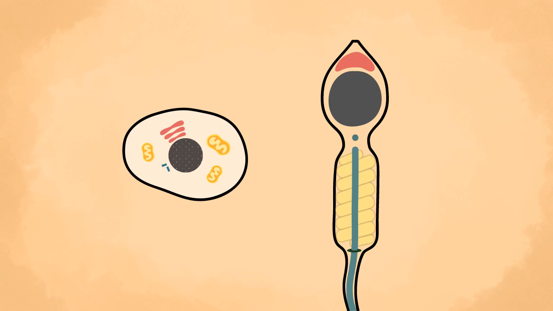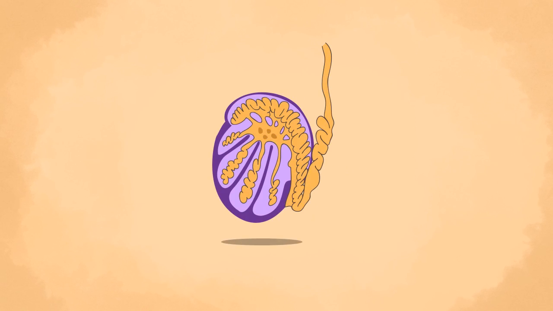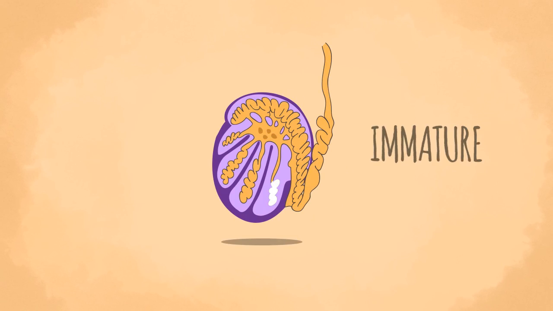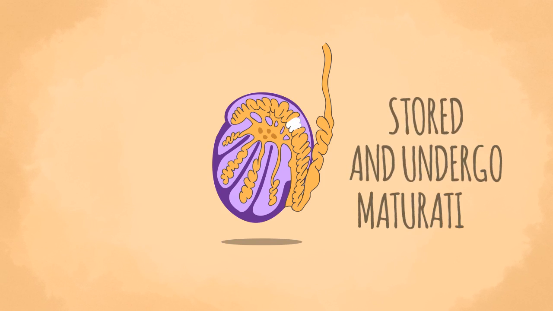Most of the cytoplasm of spermatid is shed, but the cell membrane persists as a covering for the spermatozoa. When first formed in seminiferous tubules, spermatozoa are immature. A current of fluid in seminiferous tubules carries spermatozoa from testis to epididymis. Here they are stored and undergo maturation.